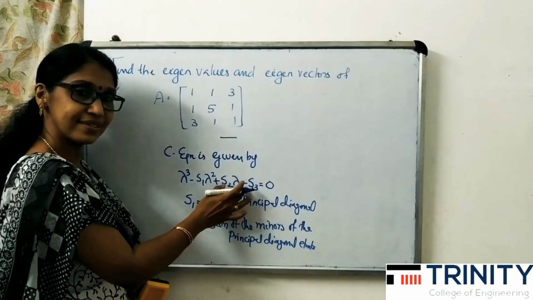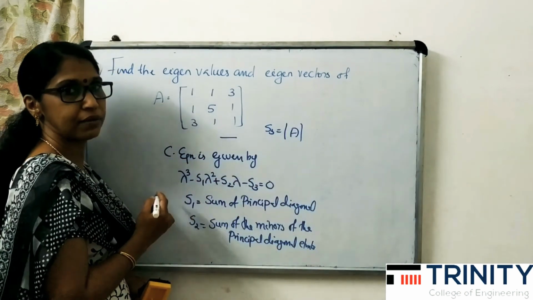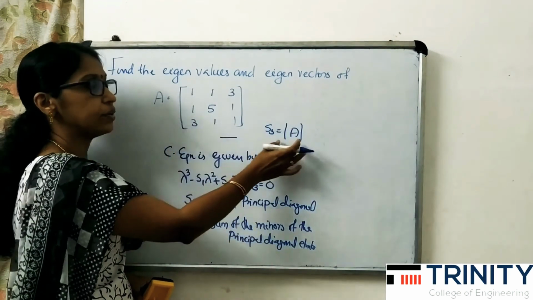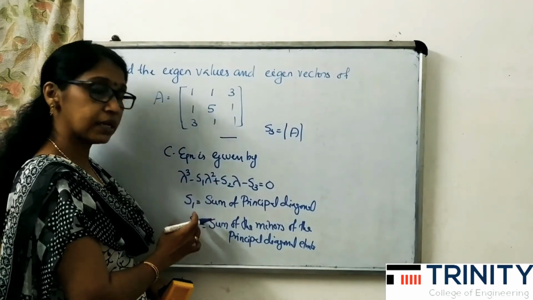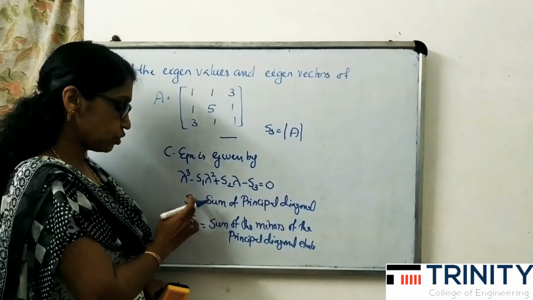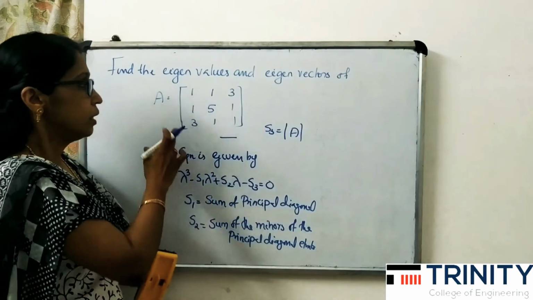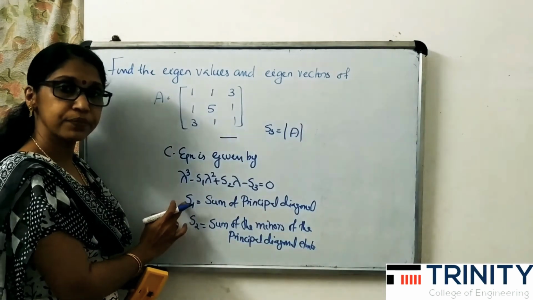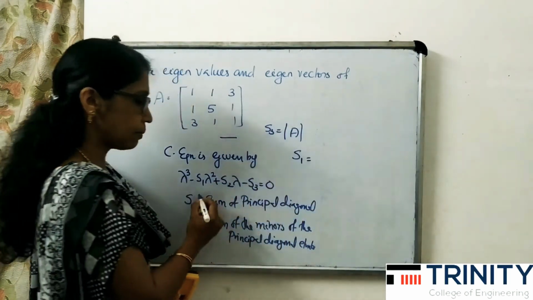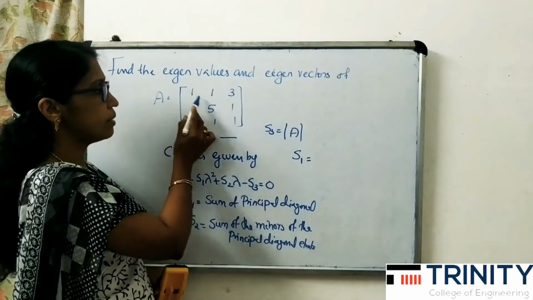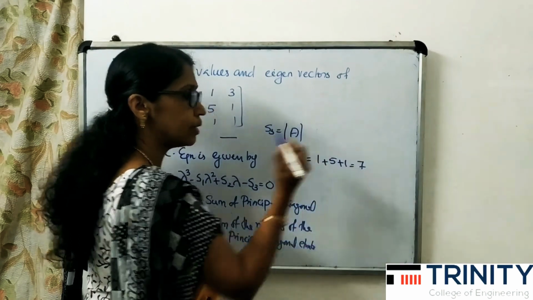Okay, now what is S3? S3 is simply the determinant of the matrix A. We have to find the determinant of the given matrix. So from this formula we find the values of S1, S2 and S3 and substitute in this equation. Now I am going to find the value of S1. Here S1 is equal to the sum of the principal diagonal elements, 1 plus 5 plus 1, which is equal to 7.